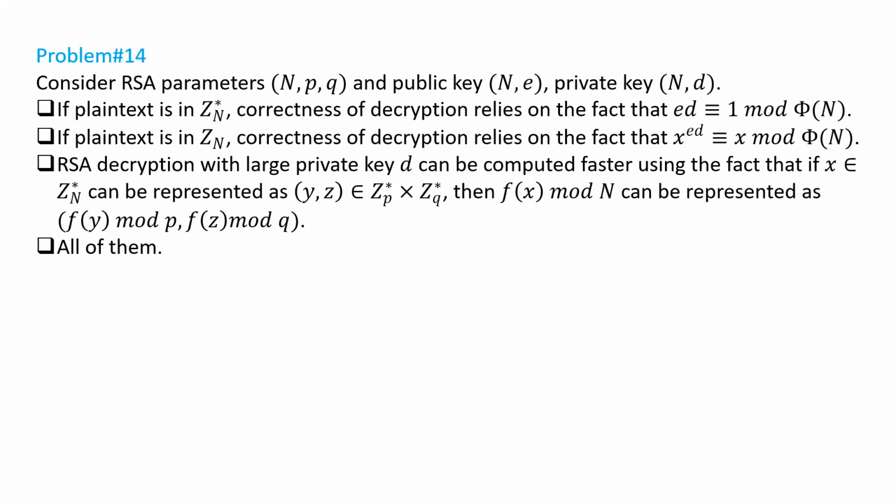So the first option is the property of correctness of the basic RSA crypto system, where if the plaintext belongs to Zn star, then when you are given a ciphertext of the form x to the power e mod n, and you try to decrypt it by computing x to the power e whole to the power d mod n, that is x to the power ed mod n.